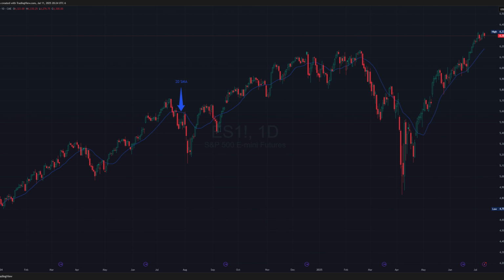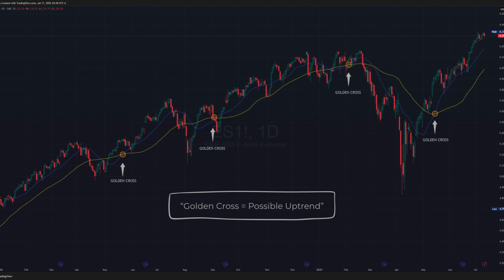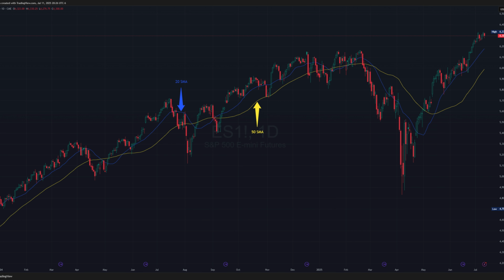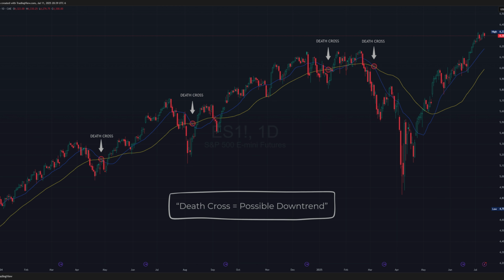Besides confirming trends, traders also use moving averages to spot possible reversals. When a shorter moving average, like the 20 SMA, crosses above a longer one, like the 50 SMA, it's called a golden cross, which might signal an uptrend. On the other hand, when the 20 SMA crosses below the 50, that's a death cross, and it could mean a downtrend is on the way.